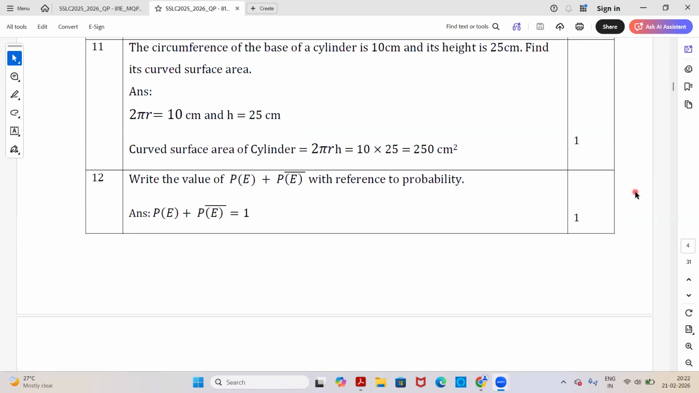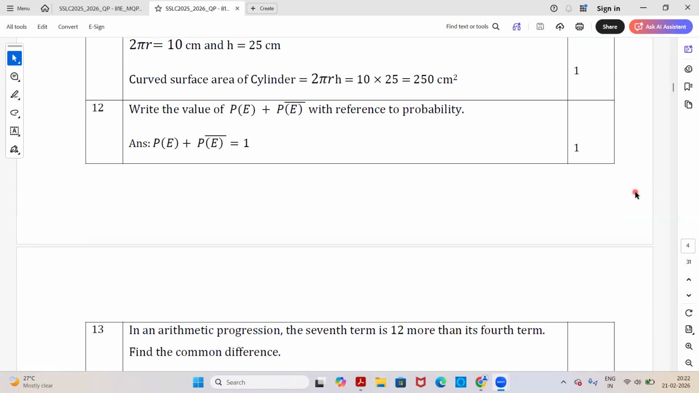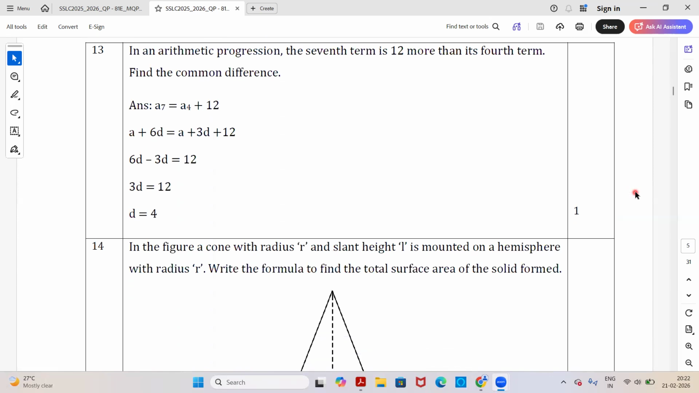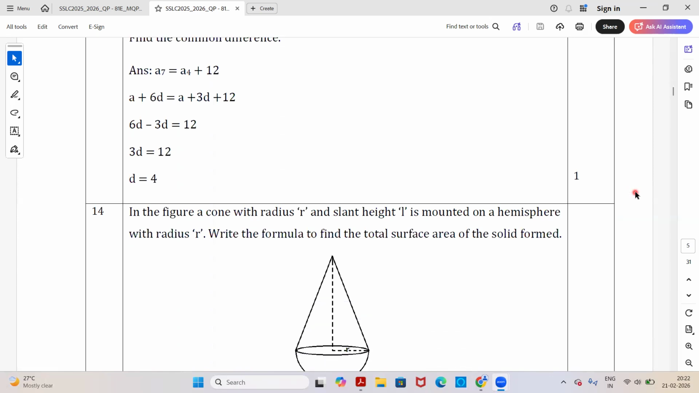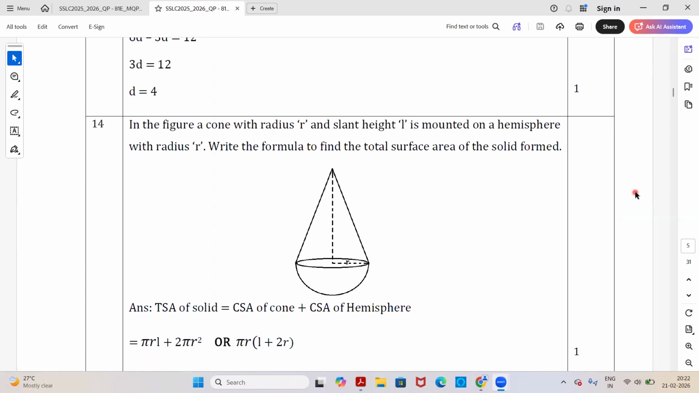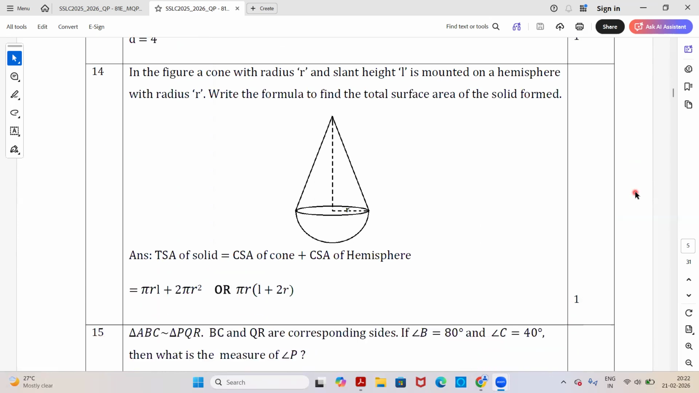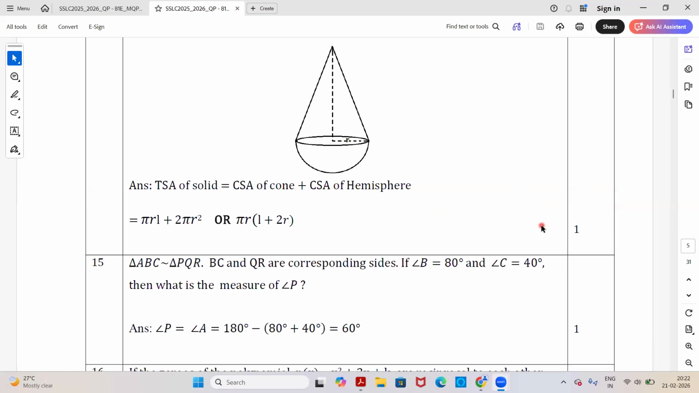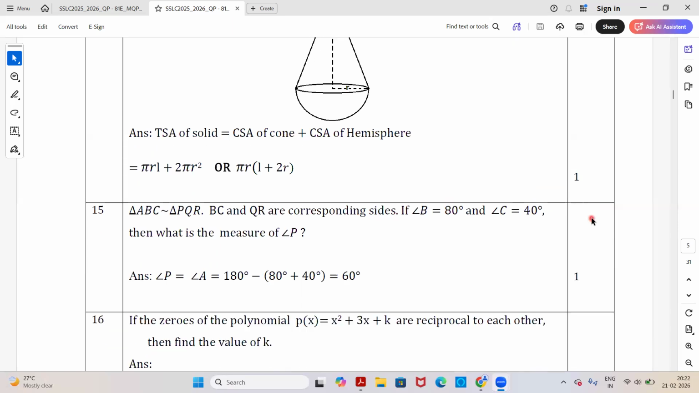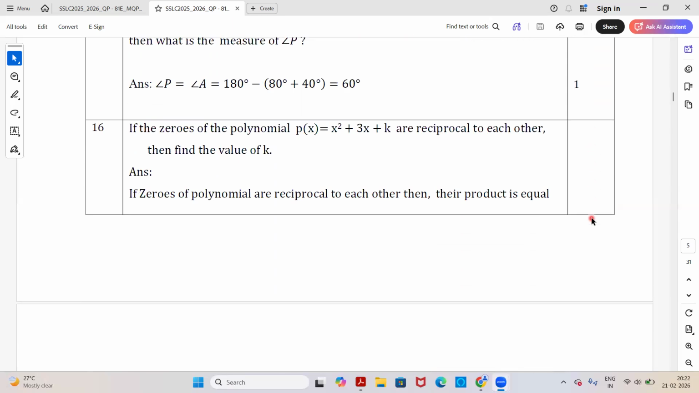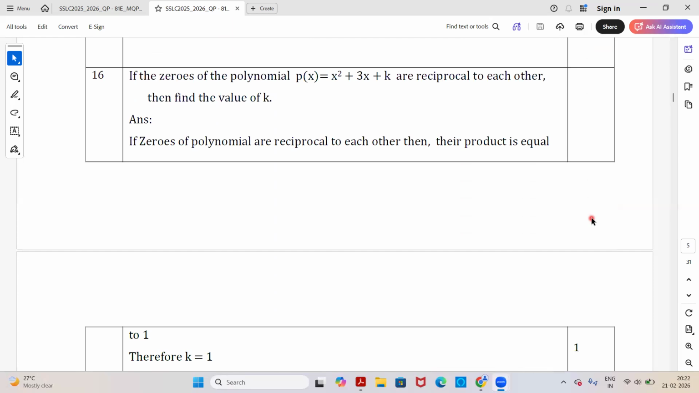Then question 11, 12, then question number 13. All these are for 1 mark. You can see the steps, how it is done, and that is how you can practice for yourself. Then 14th question, again, it is in a figure and then you have answer below it. Question 15, followed by question 16 and its answer.